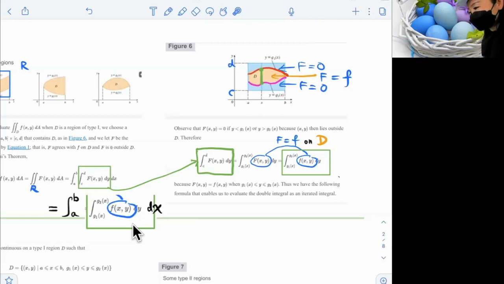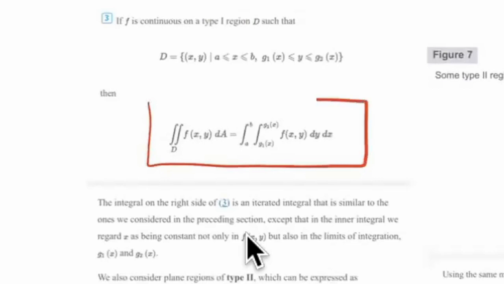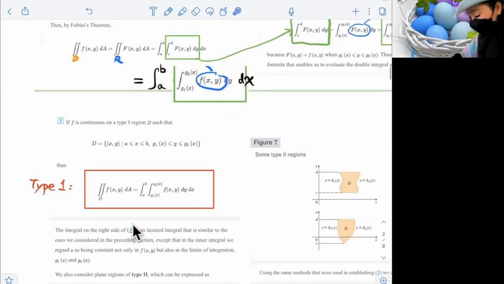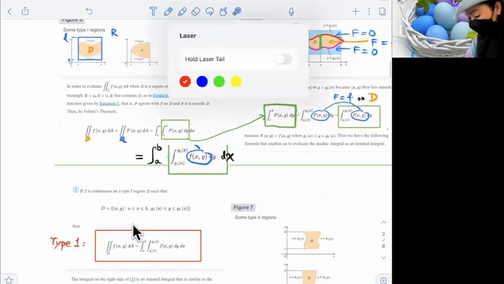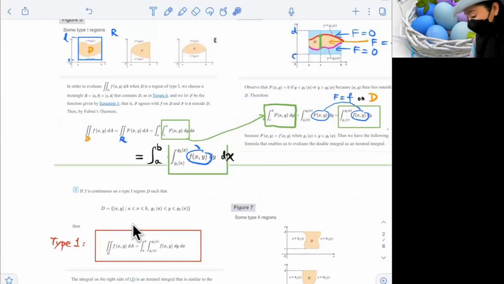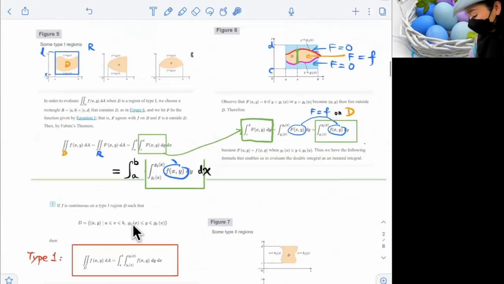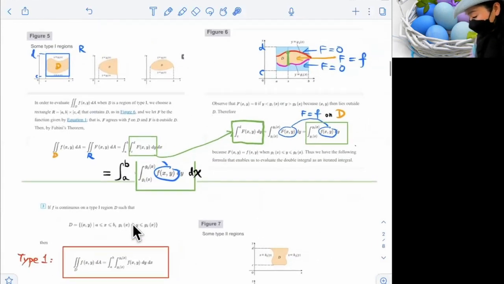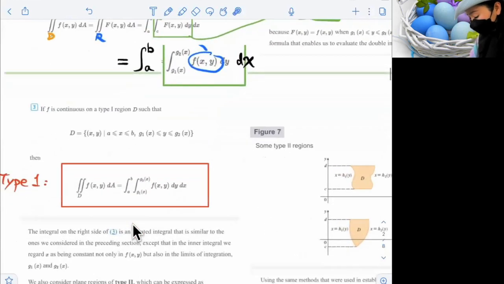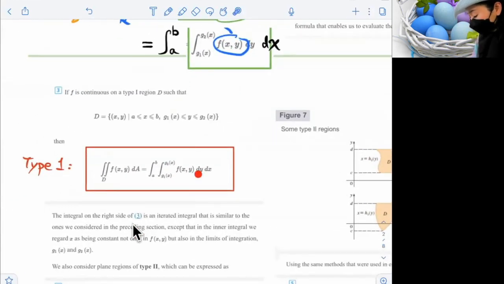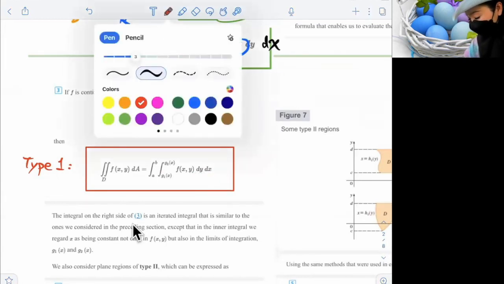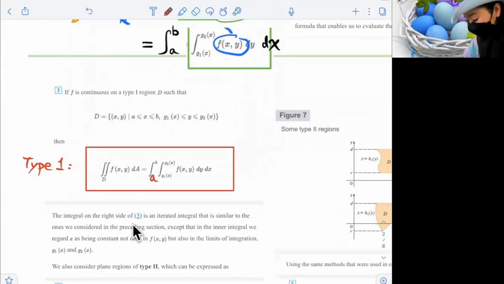Does it make sense? If it's the type 1 region, remember type 1 is like this one. It's bounded above and below by these two curves, and then x goes from a to b. Then you will integrate with respect to y first, and then x later. x goes from a to b, so x is bounded by the two constants, a to b.